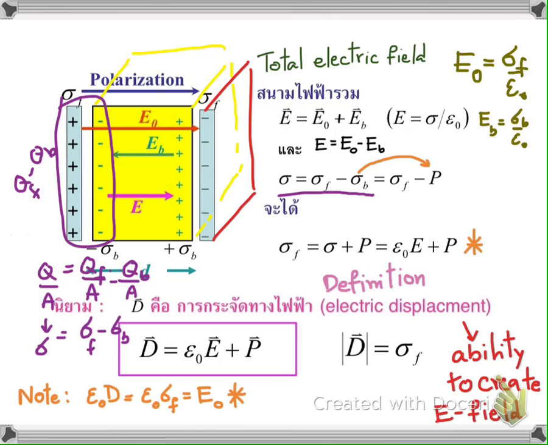And we call it the electric displacement. The electric displacement, and we call it D. We define it to be equal to epsilon 0 E plus P. Okay? Which, if we look at the magnitude of the electric displacement, is equal to sigma F.